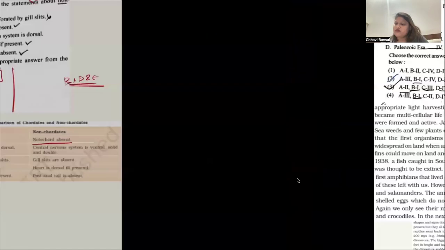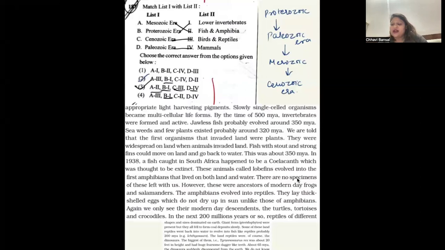Yeah. Next question is the eras that are given and the development. So we know, let's list down the eras. For example, we know first lower invertebrates were there, right? Then it would be fish and amphibian, then birds and reptiles, and then mammals. So this is the sequence for the evolution, right? Same way the sequence for the eras is Proterozoic era, Paleozoic era, Mesozoic era, and Cenozoic era. So if you compare both of them, you will get the final answer.